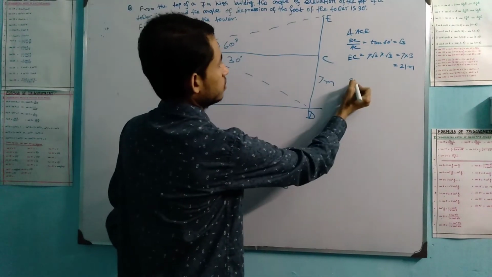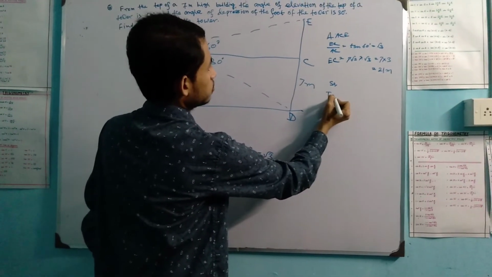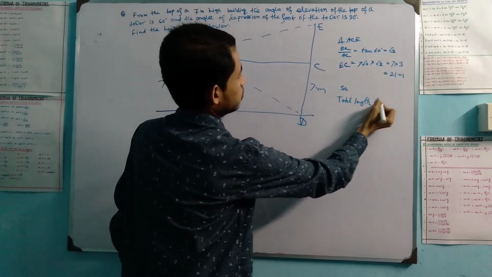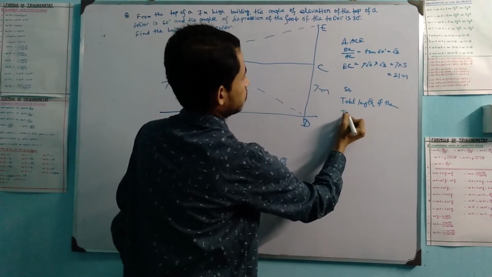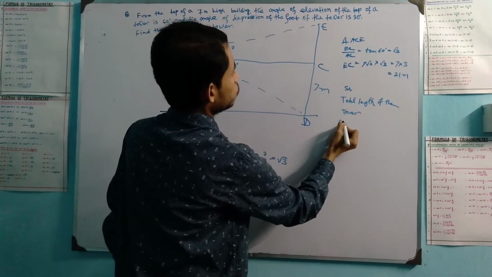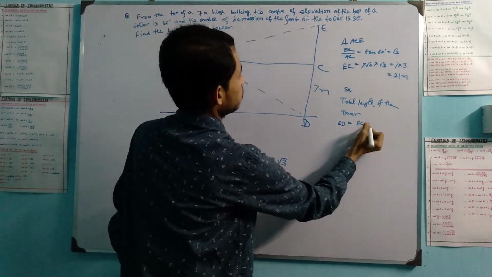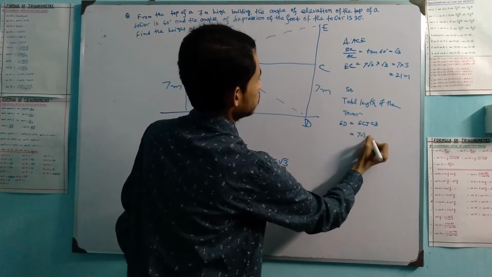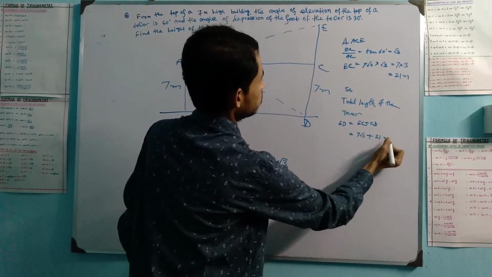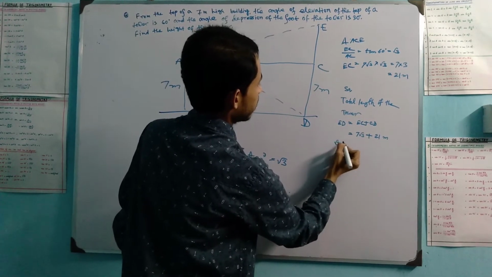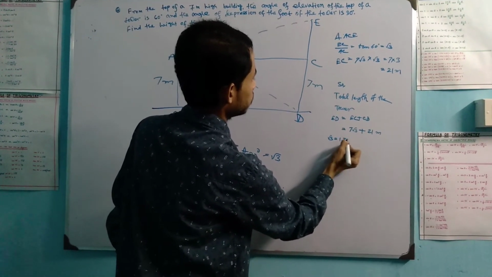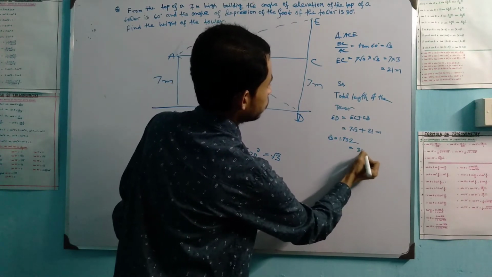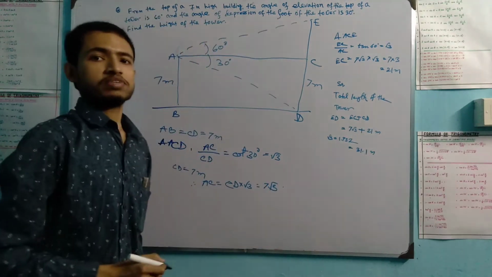So the total length of the tower ED equals EC plus CD equals 7 root 3 plus 21 meters, and substituting the value of root 3 as 1.732 and calculating, we get 31.1 meters. I hope this answered your question.